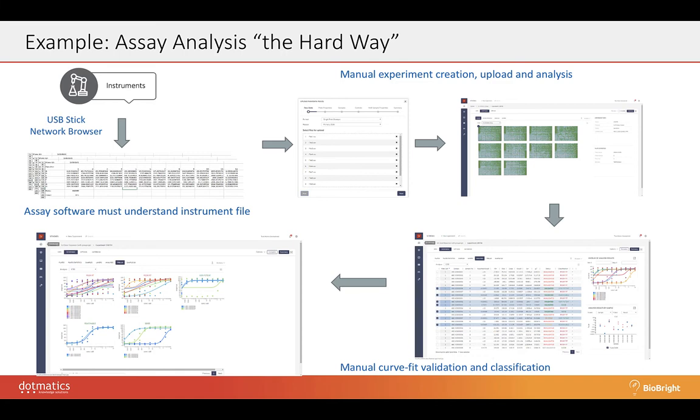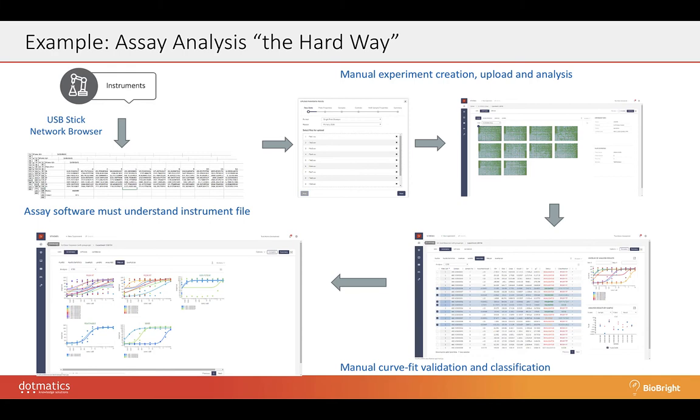Then as we move towards the bottom right, they're going to go through manual data analysis, calculating and validating curve fits, assigning curve classifications. And only then, on the bottom left of the slide, is the scientist ready to make determinations about the results and, if appropriate, publish those to the project. So in low throughput labs, this is not ideal, but it's okay.